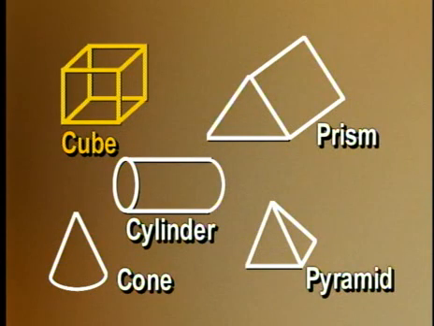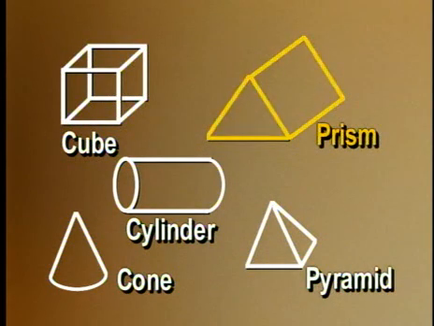A cube, you'll notice, is a three-dimensional square, some people say. A cube has 6 faces. All of the faces are squares, and therefore the edges or the sides of the cube are all the same measurement.